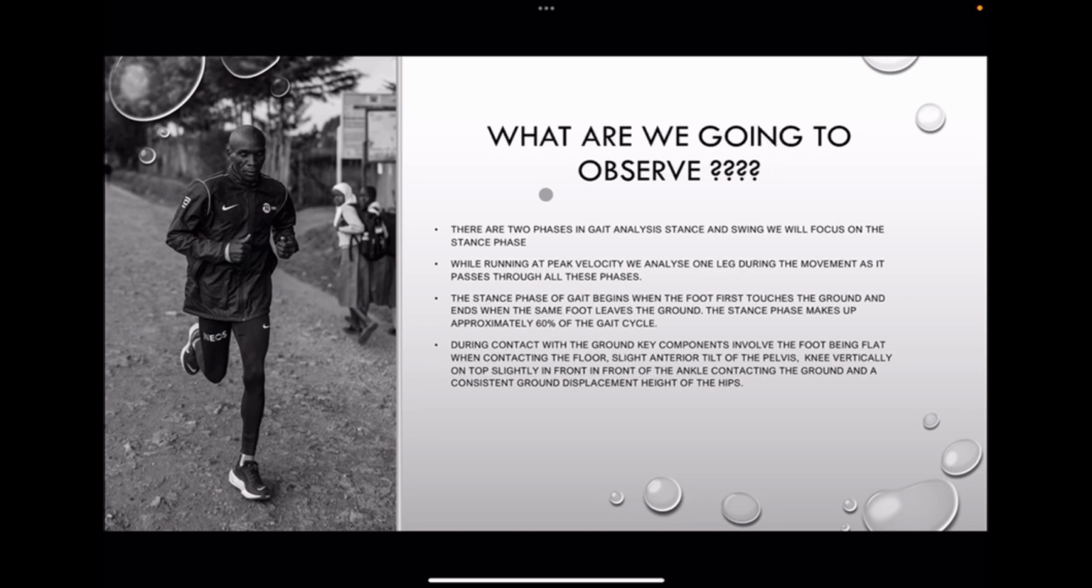What are we going to observe? There are two phases in gait analysis, stance and swing, and we're going to focus on the stance phase. While running at a peak velocity, we analyze one leg during the movement as it passes through all of these phases. The stance phase of gait begins when the first foot touches the ground and ends when the same foot leaves the ground. The stance phase makes up approximately 60% of this gait cycle.